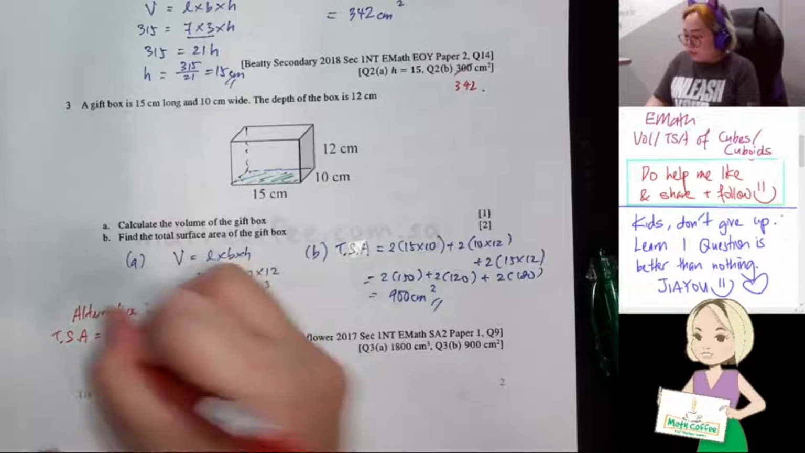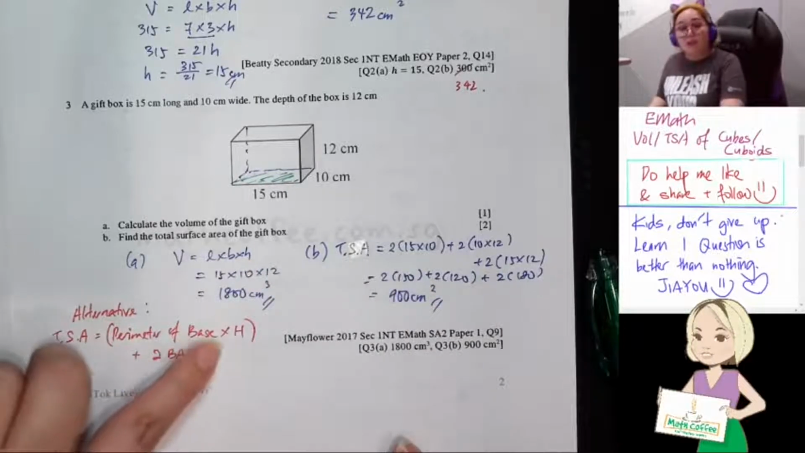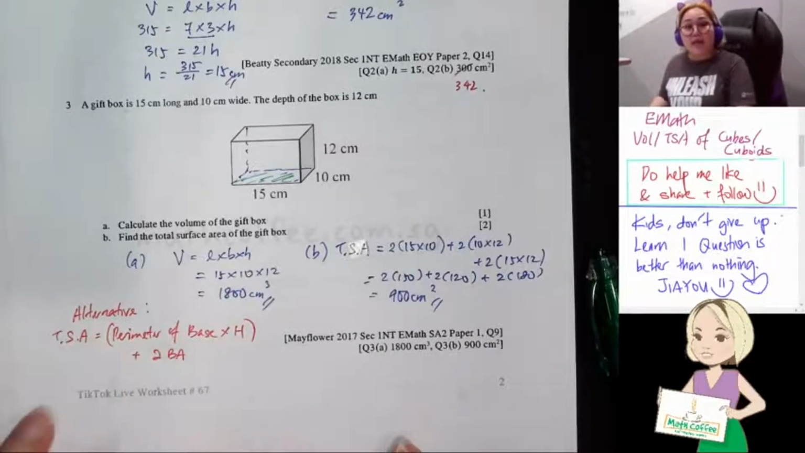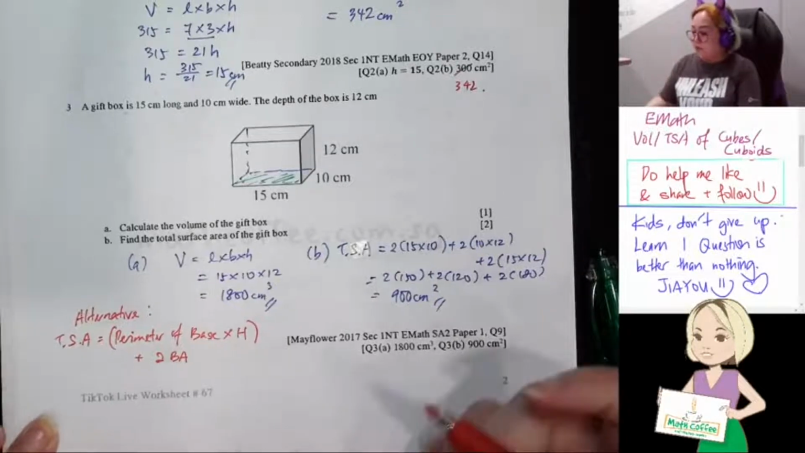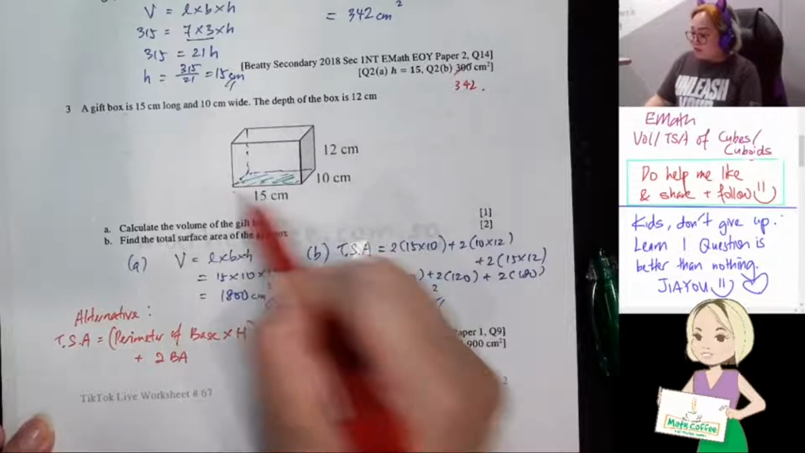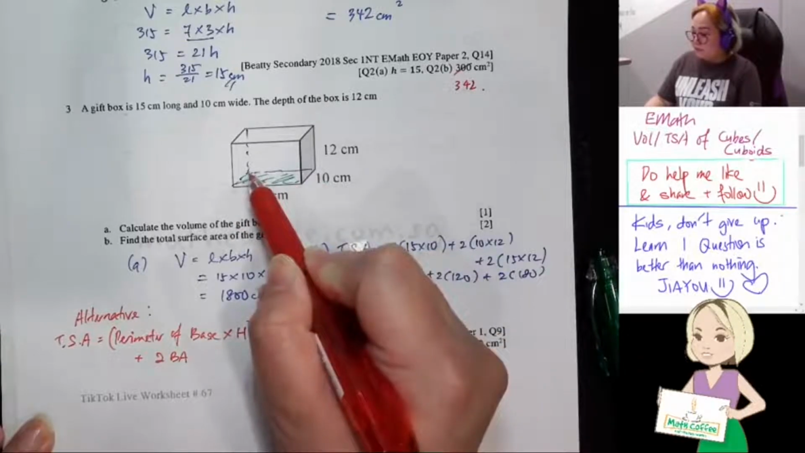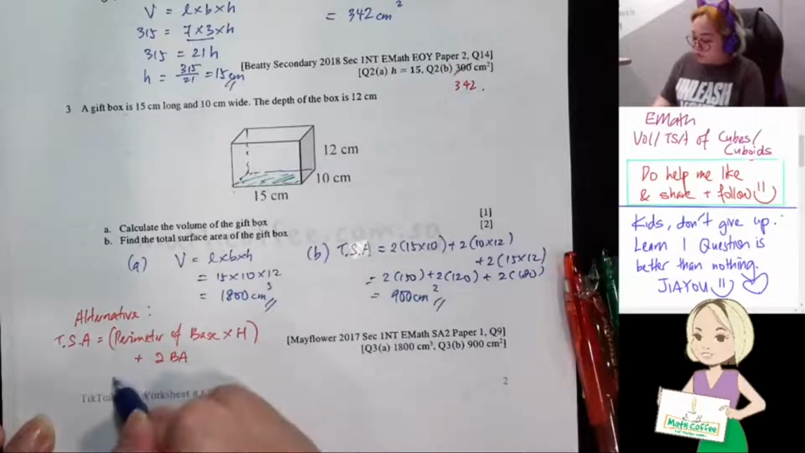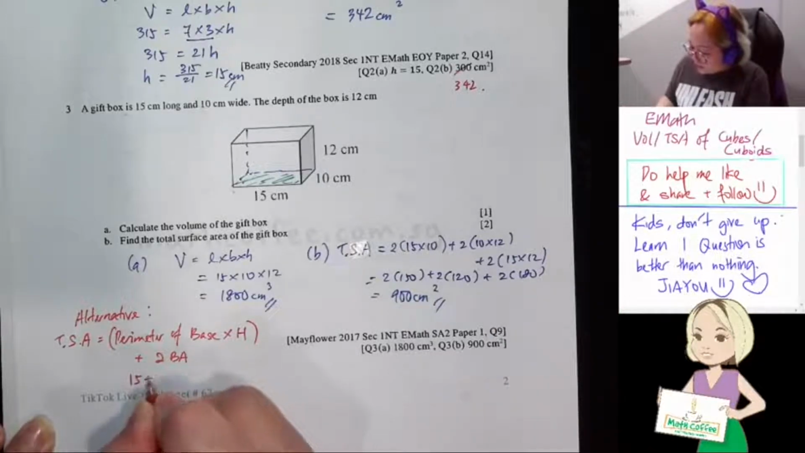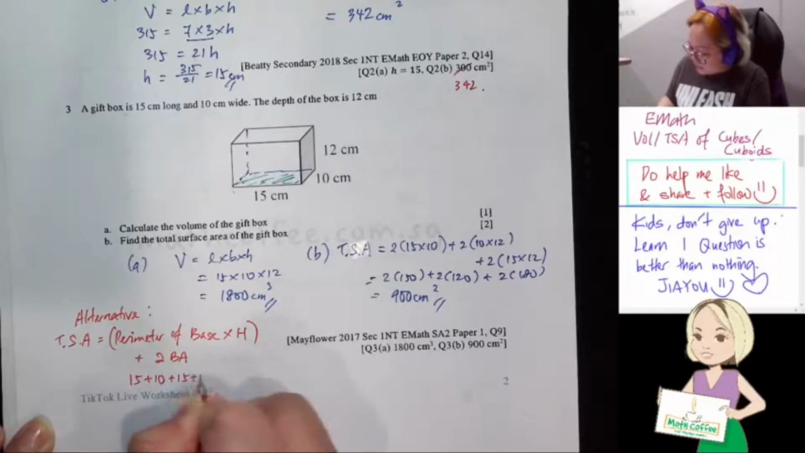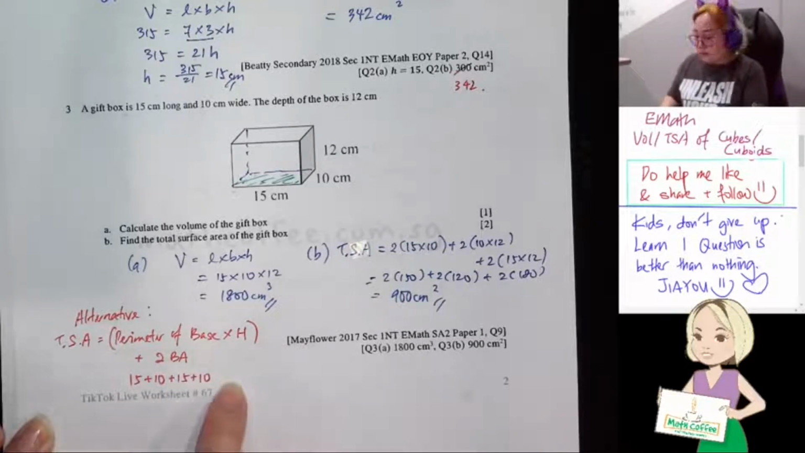So this one, we'll bracket up the perimeter of the base times height, which actually gives us the area of the four walls. So you see, it will be 15 plus 10 plus 15 plus 10. This is the perimeter of the base.